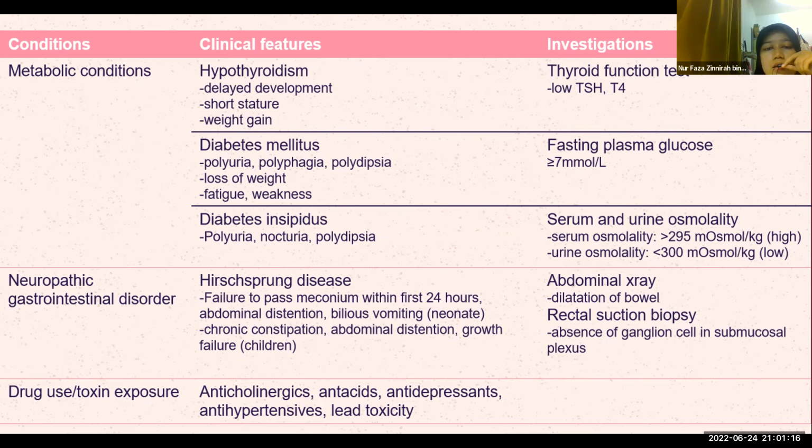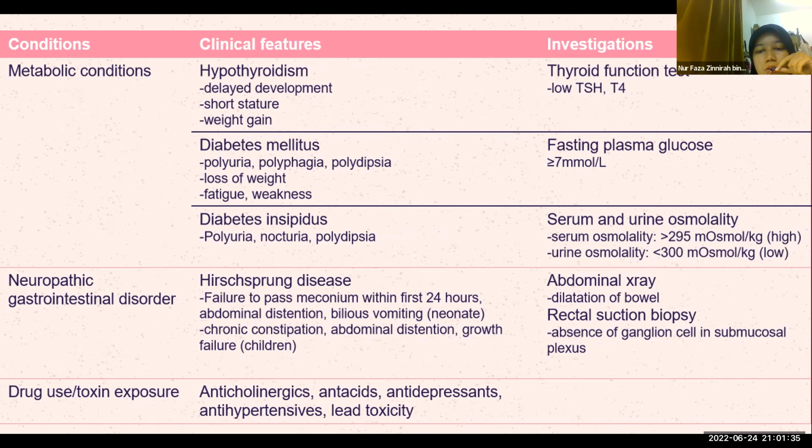Then the other differential diagnosis is neuropathic gastrointestinal disorder, for example Hirschsprung disease, where the child can present with failure to pass meconium within the first 24 hours, abdominal distension, and also bilious vomiting. So these are presentations in the neonates.